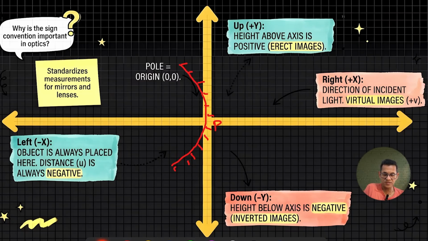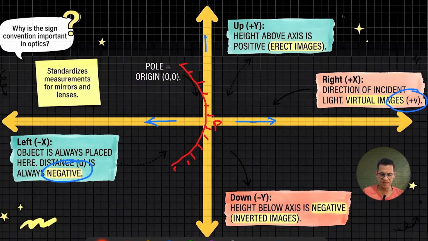All the horizontal measurements that we are going to do will be done with respect to the pole. For example, if we are measuring horizontally on the right hand side of the pole, we'll take those values as positive. If we are measuring anything on the left hand side in front of the pole, we'll take those values as negative. If we are measuring some height which is vertically upwards, we'll take those values as positive. And if we are measuring something vertically downwards, we'll take those values as negative.